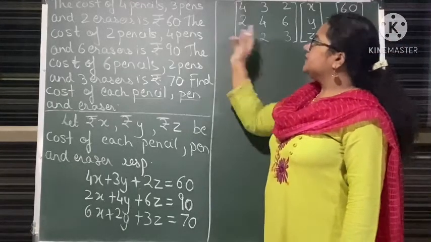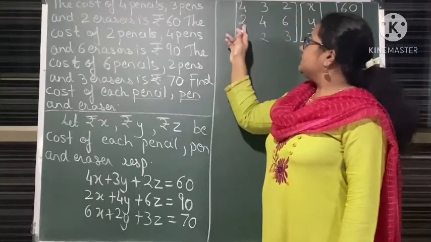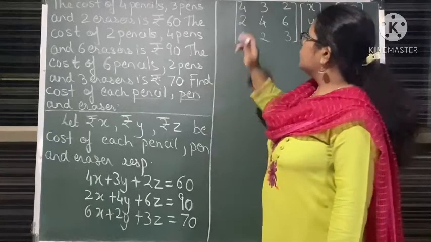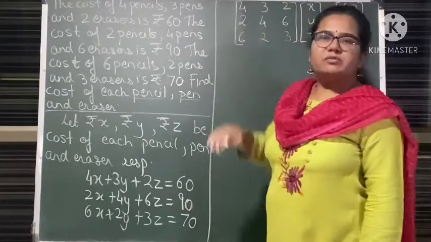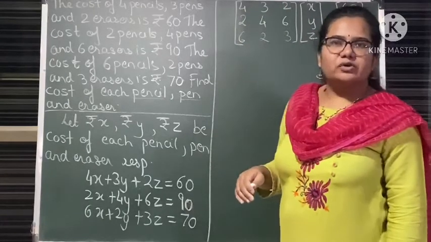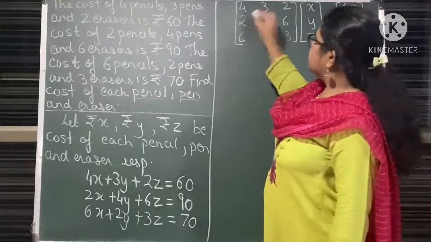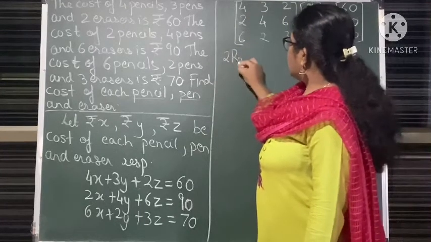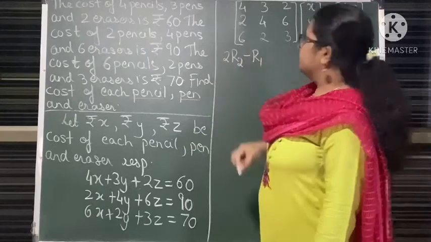Okay, so what should be our first operation? This is 4 and this is 2. How to make this element 0? If we multiply this element by 2, what will happen? 2 2s are 4, and then we subtract the first row element. 4 minus 4 is 0. So we will get this element 0. So what will be my operation? 2 into R2 minus R1.